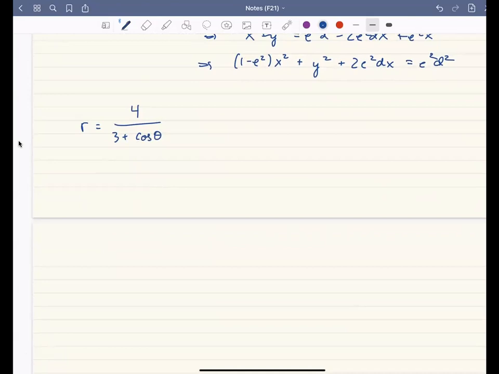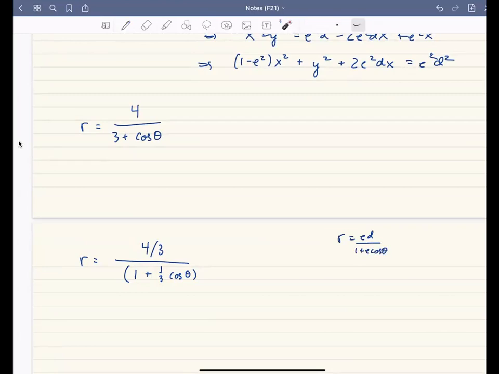The trick here is you're going to take the denominator and factor out that first term so that you end up with a 1 plus e cosine theta. In our case, if we factor out a 3, we get a 1 plus 1/3 cosine theta, and we have a 4 up top. In fact, we can move this 3 up and make it 4/3 up top. In general, the expression here is r equals ed over 1 plus e cosine theta.